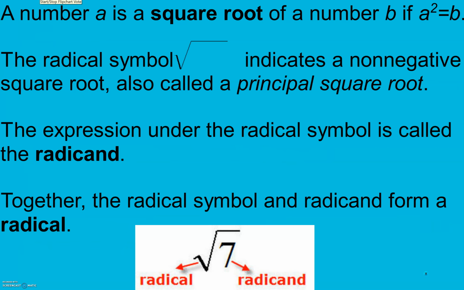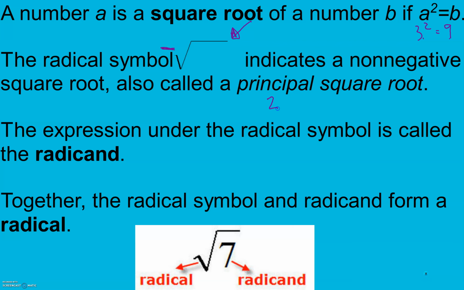A number A is a square root of a number B if A squared equals B. So for example, 3 squared equals 9. So 3 is a square root of 9. This is our radical symbol, and it indicates a non-negative square root. It's called our principal square root. In order for it to be negative, they would have had to have a negative sign in front.